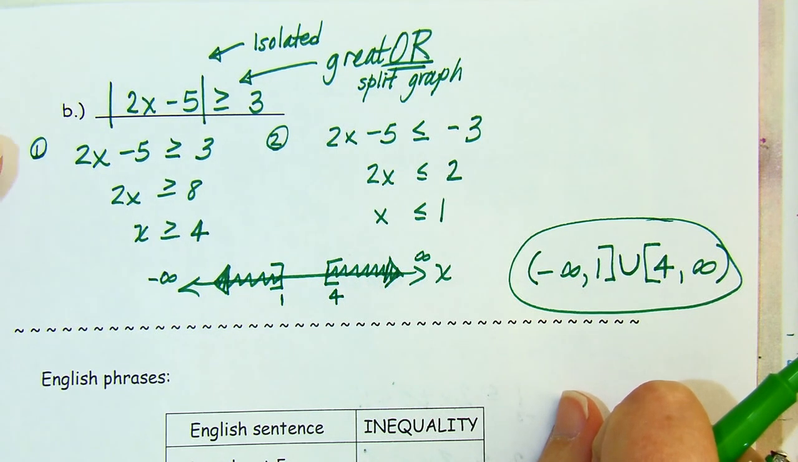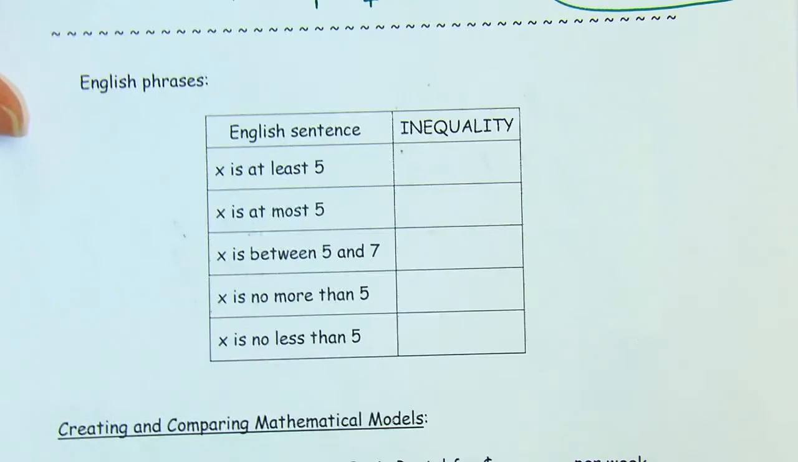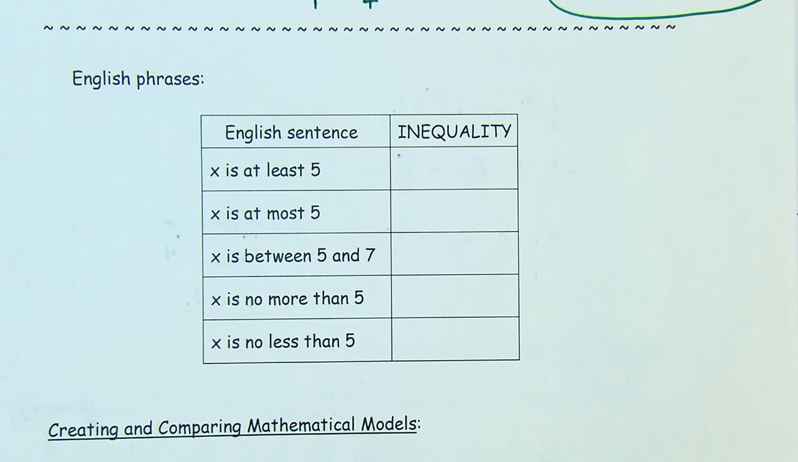All right, one more concept to get through on this note sheet, and that is our word problems, our application problems. So just like we did with English to math with the equations, we're now going to do with the inequalities. You have to think of this in terms of what's going on. X is at least 5.